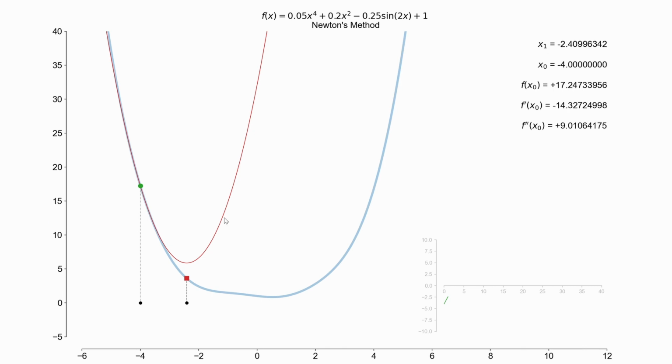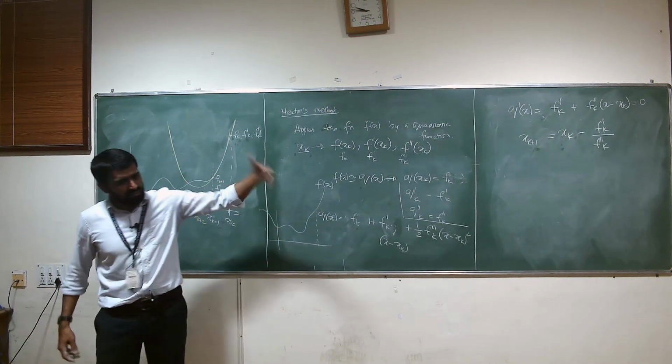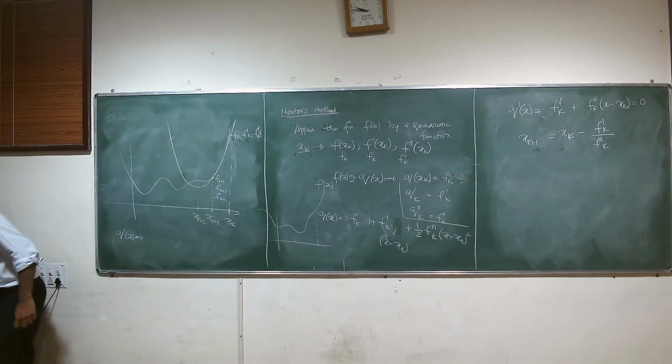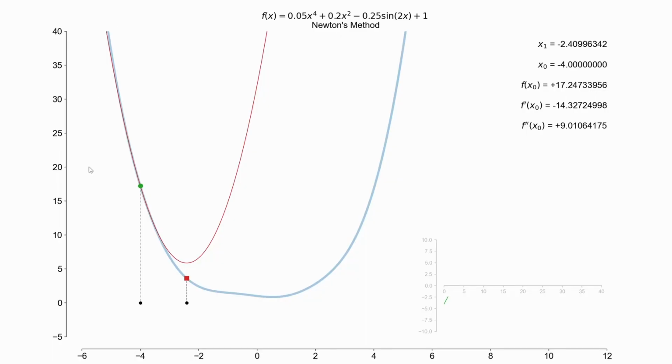See the function that the blue line is your f of x, and that's some complicated function. That's what we're trying to minimize. This green dot is my initial guess, x naught, in that iteration process. You choose some random number. And then at this point, x naught is minus 4. I compute f of x naught, f dash of x naught, f double dash of x naught, and then the fit of this q of x, the quadratic approximation of f of x around the green point, is that red line. And if you minimize that, find the minima of that red curve, that's the square red dot here. That's my x1, which is minus 2.4 something.